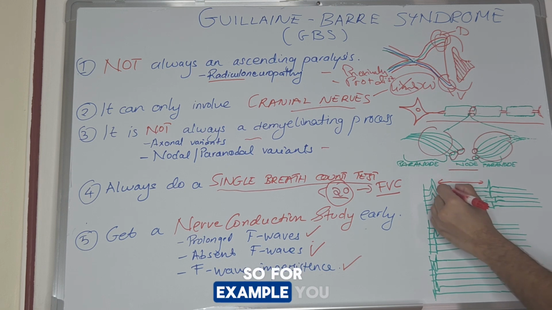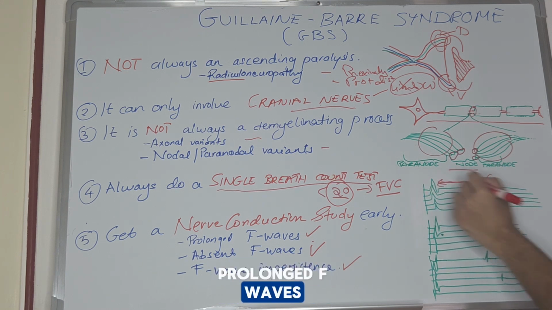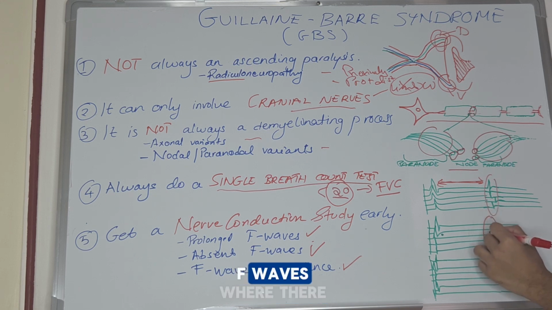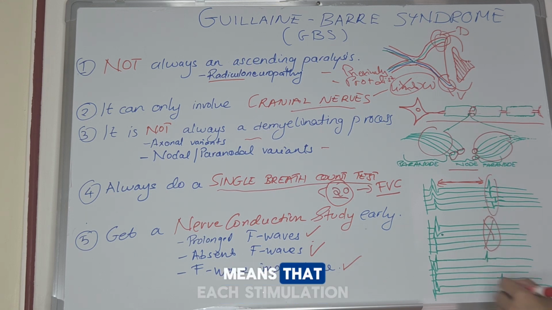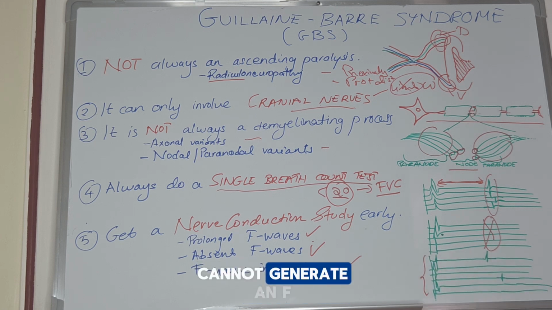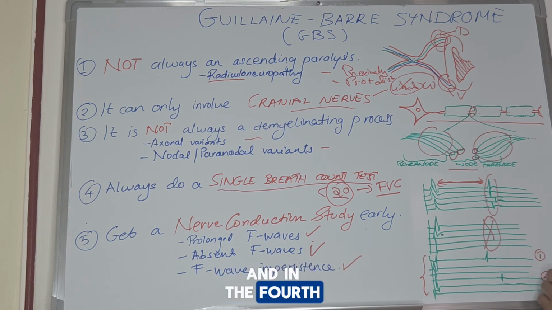So, for example, this is an F wave, and therefore you have prolonged F waves. You can have absent F waves where there are no F waves. And F wave impersistence means that each stimulation cannot generate an F wave. As you can see in this one, F wave is only generated in the first stimulation and in the fourth stimulation. These are nerve conduction findings in early GBS.